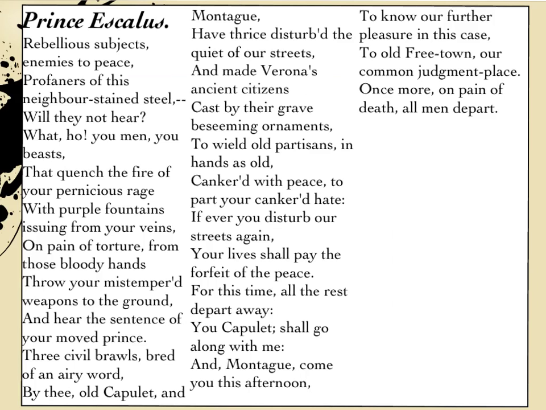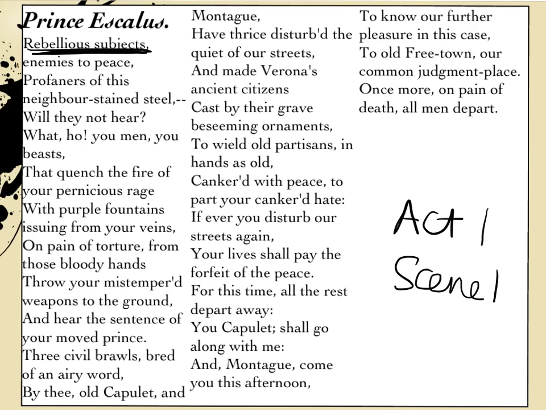The example I have for you here is a pretty lengthy monologue, and you can see it's spoken by Prince Escalus, and this is actually from Act 1, Scene 1 of Romeo and Juliet. And in this you can see that he is addressing numerous characters, right? He's saying rebellious subjects. He's talking to Capulet and Montague, right? And he's issuing a decree at this point, by saying that if ever you disturb our streets again, your lives shall pay the forfeit of peace.